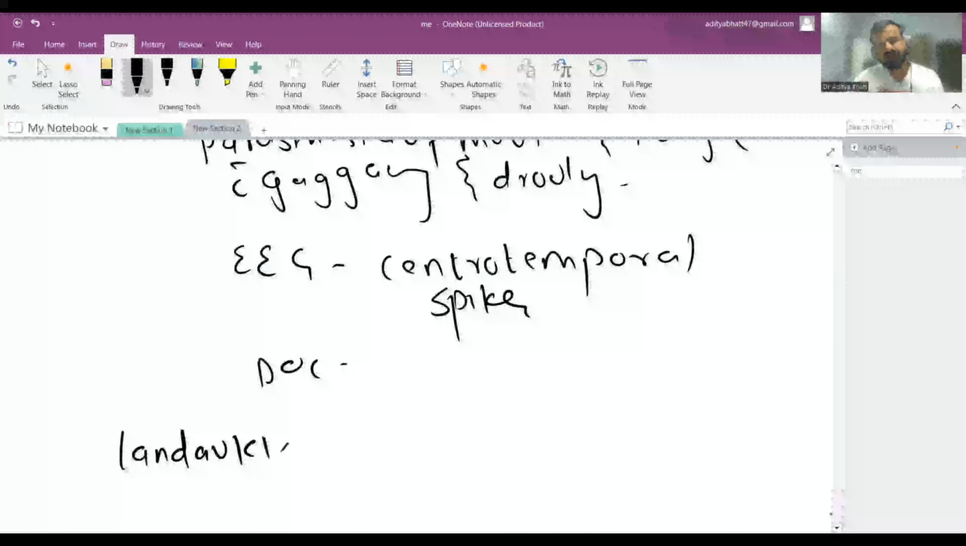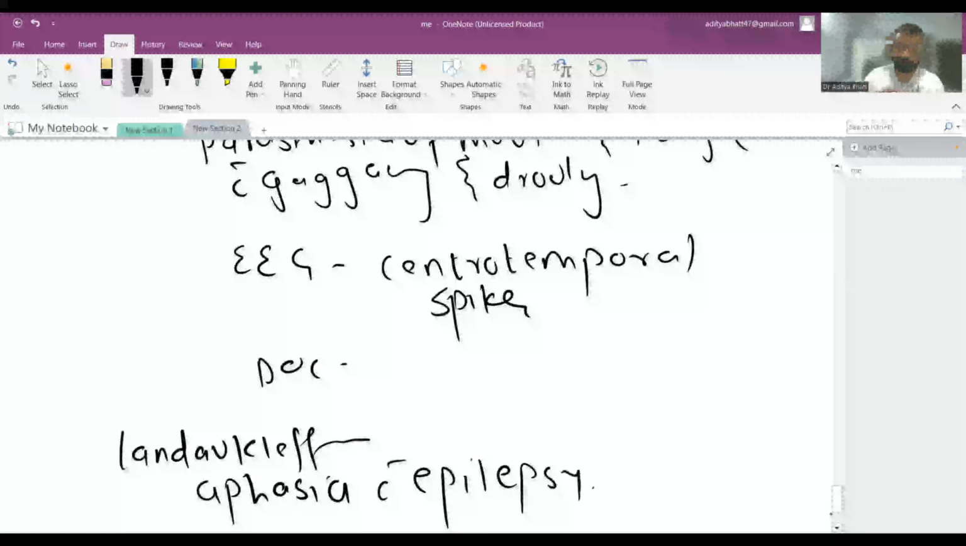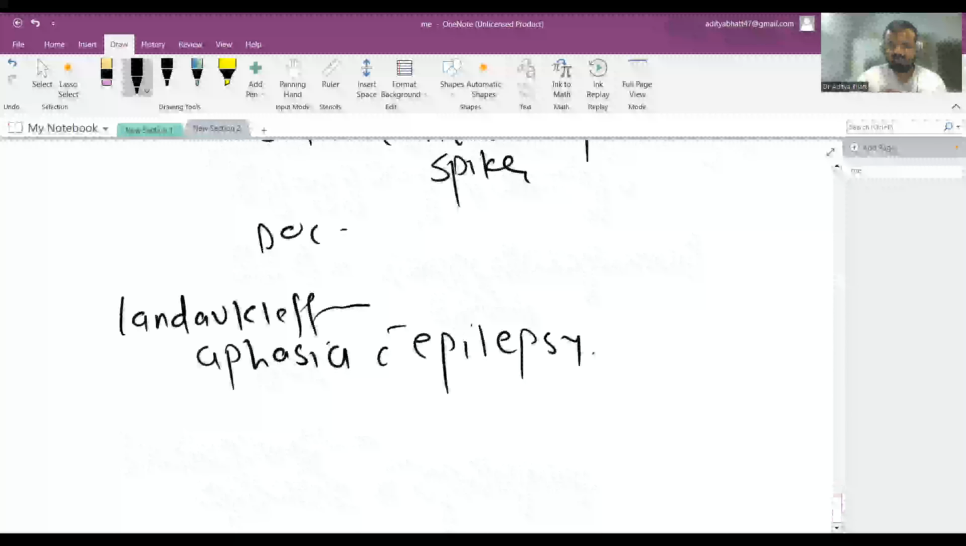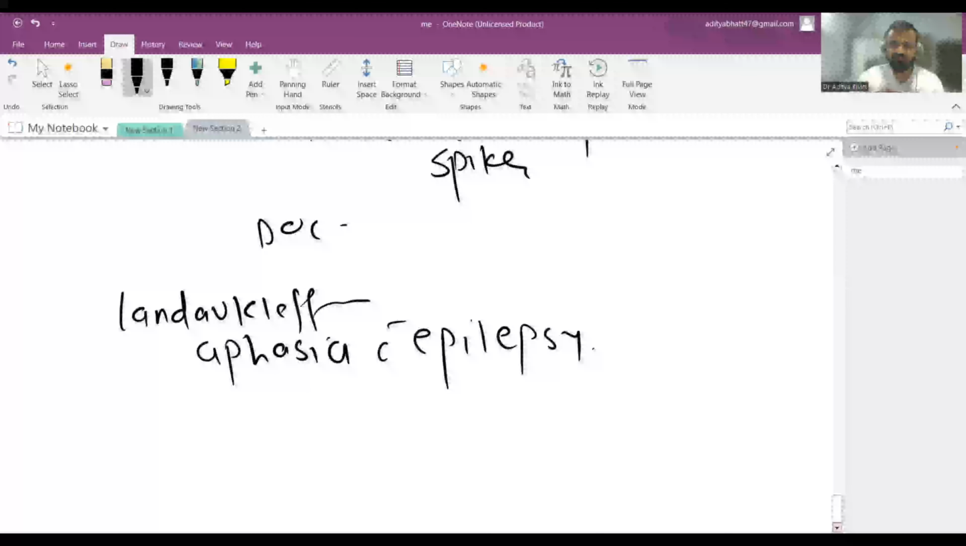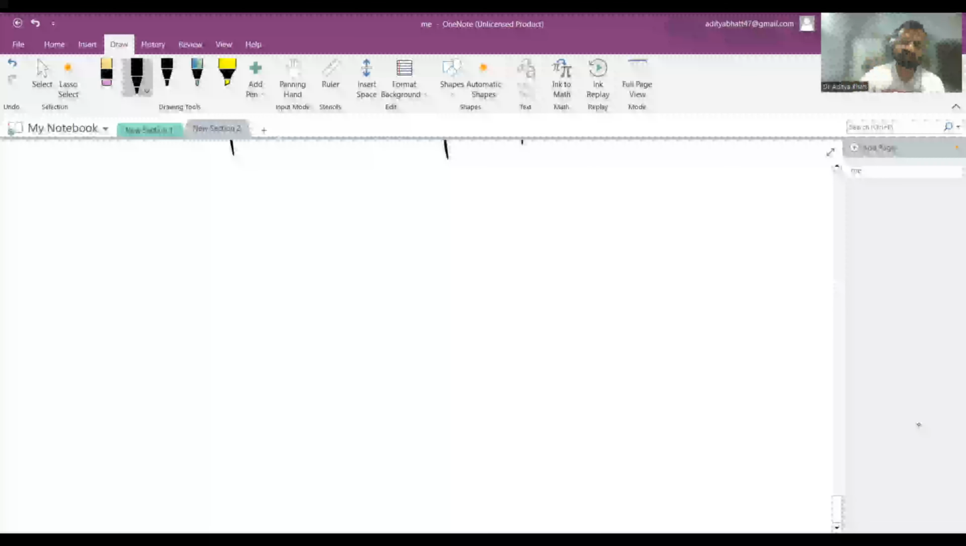Next is Landau-Kleffner. Landau-Kleffner is acquired aphasia with epilepsy. The patient has epilepsy, and due to the epilepsy, the patient regresses neurologically, forgets how to speak, and goes into aphasia. So that is why the patient has aphasia with epilepsy. There are also Lafora body disease and all that, but we will not get into it.